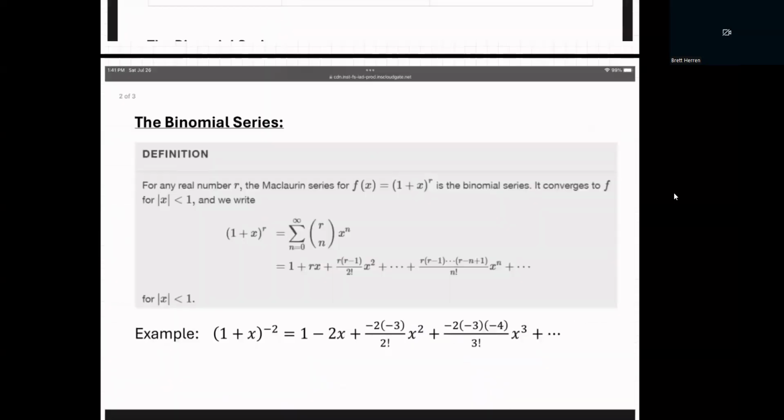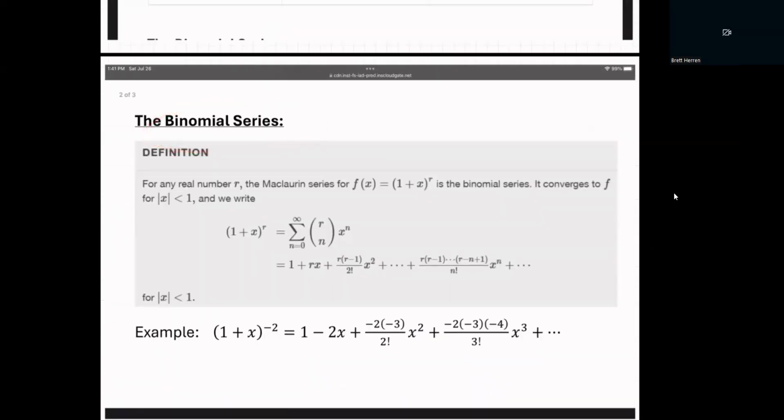If you go back, here's the course notes. Here's the binomial series from the course notes. And here, if you have two things to a power, first one being a one, then it's going to end up being that right there. There it is from the course notes.